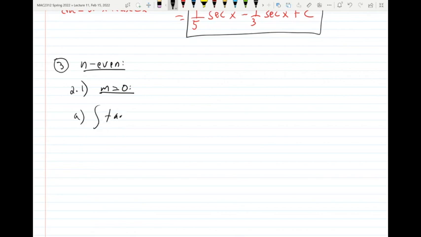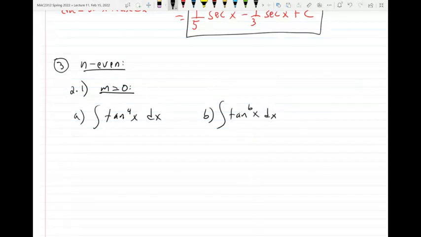Typical examples here are tangent to the 4, even powers of tangent. We already discussed odd powers. How about even powers? All right, so these kinds of things. So let's say I didn't put tangent square because how would you solve tangent square? How would you do the integral of tangent square?